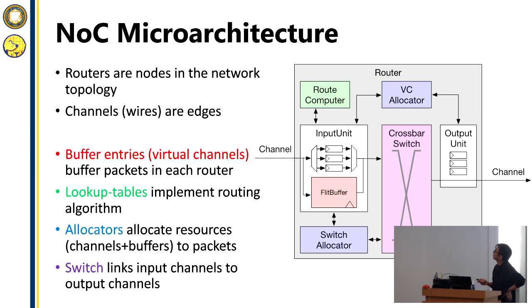When a packet enters a router, it comes in through an incoming channel, and it takes some buffer slot or virtual channel in an input unit. Then it queries a bunch of these resources in the router. The route computer figures out where it should hop to next in point-to-point routing. And then we have allocators for the virtual channels and the big crossbar switch in the middle. Once a packet allocates a virtual channel and a crossbar switch, it can proceed through the rest of the router and make its way on to the next hop.